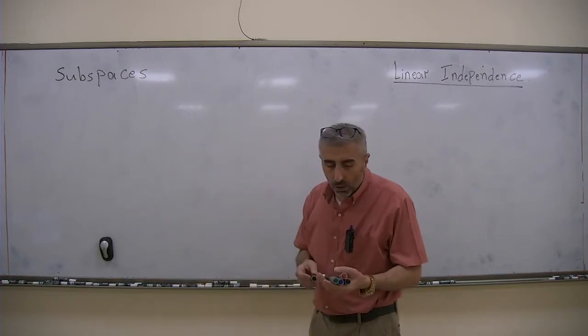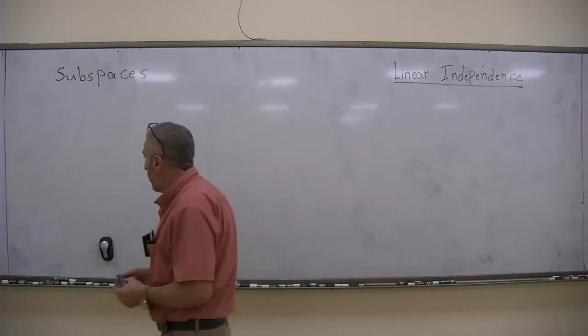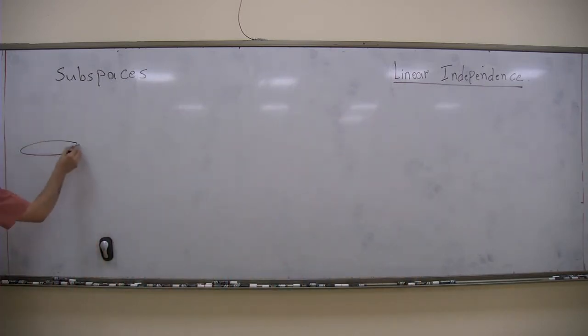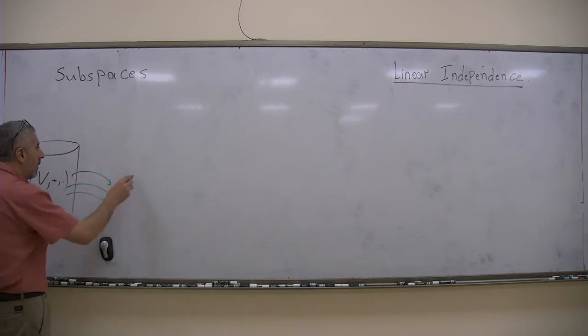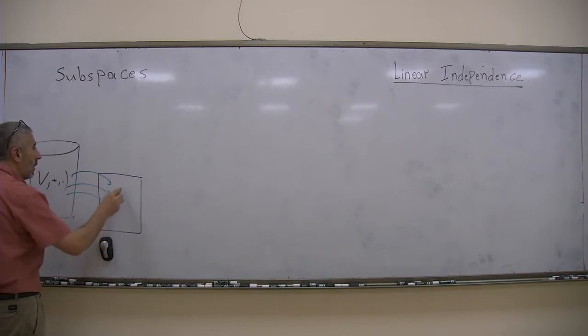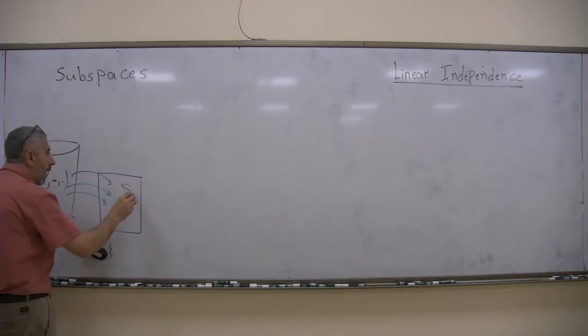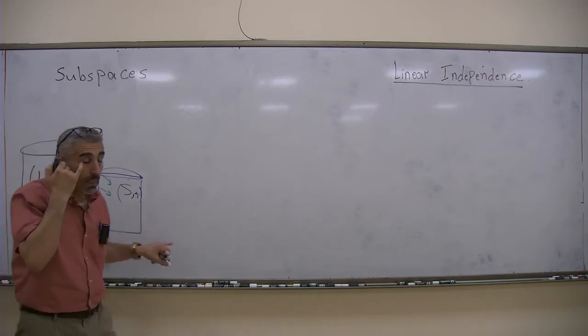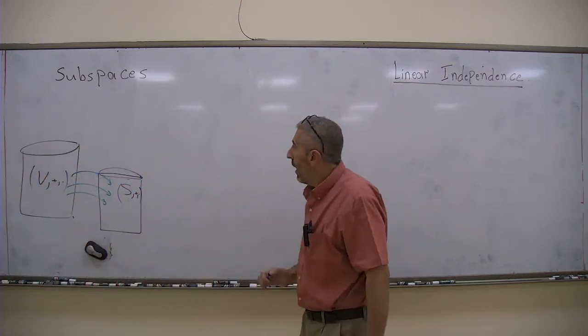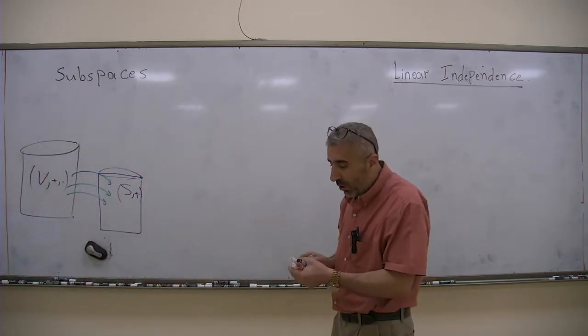Okay. Well, recall when we talked about subspaces, we said we have a vector space. Here it is. This is a vector space. And we take some of this, put it here in another set, call it S, with the same operations. And the question was, when do we get S, a vector space by itself? And we found we need to do three things.